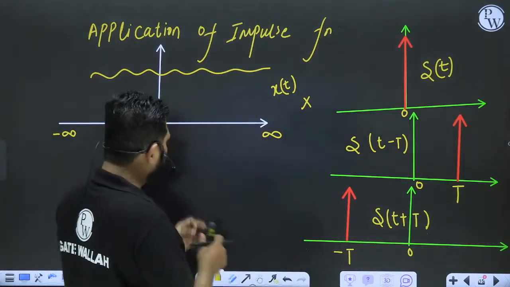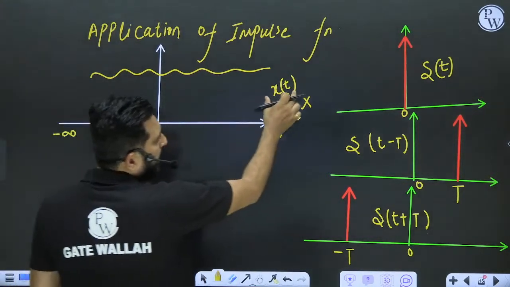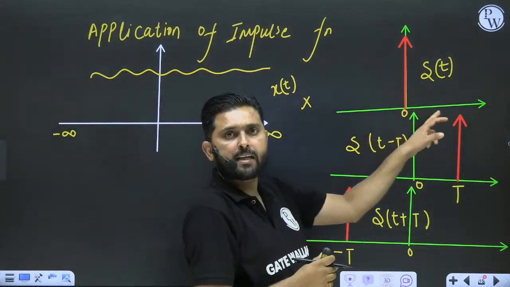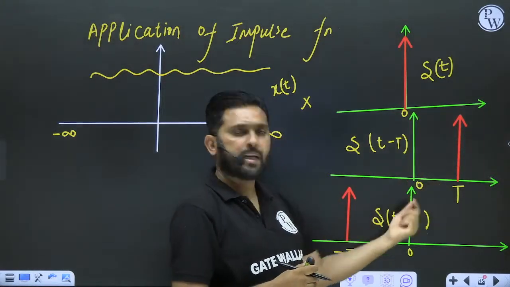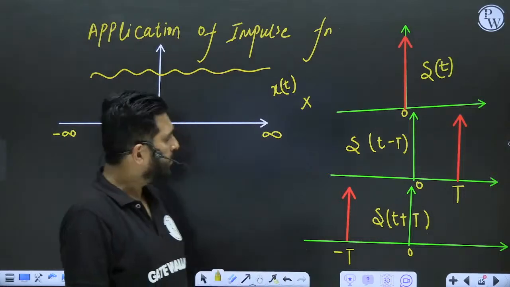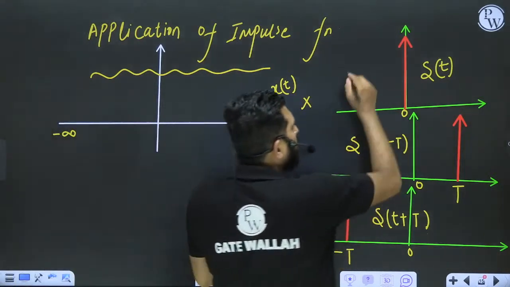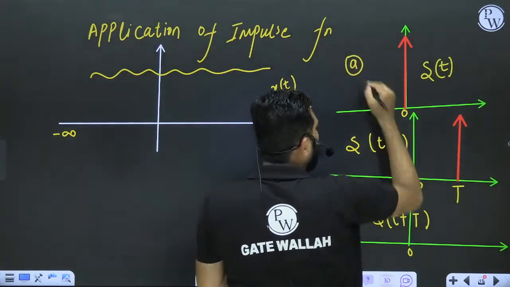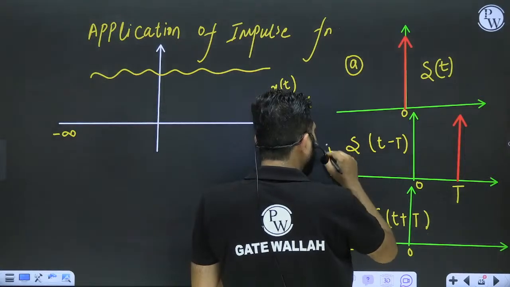Now suppose I am multiplying x of t with delta t, x of t with delta t minus T, and x of t with delta t plus T. What will you get? See here. Let's multiply this, call it A, call it B, call it C.